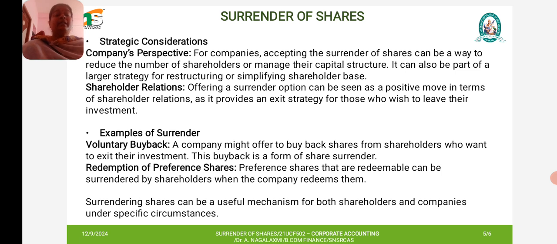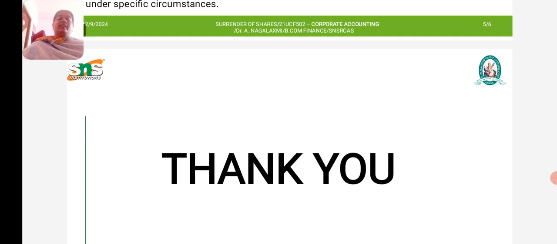Examples of surrender: voluntary buyback. A company might offer a buyback of shares from shareholders who want to exit their investment. This buyback is a form of share surrender. Redemption of preference shares: preference shares that are redeemable can be surrendered by the shareholders when a company redeems them. Surrendering shares can be a useful mechanism for both shareholders and companies under specific circumstances. Thank you so much for your patience in listening.